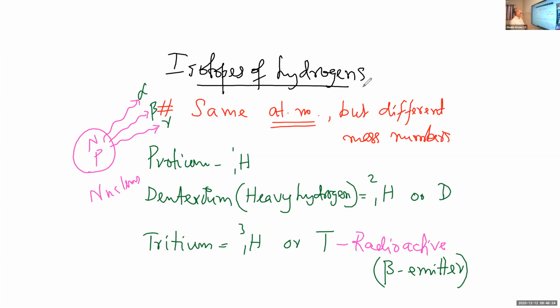We know electrons are not there in the nucleus. Which is the position of an electron? That is outside the nucleus, in the orbits, in the orbitals, not in the nucleus. But during beta emission, electrons are coming out from the nucleus. How? Some changes are taking place there, and the change is for the neutron.